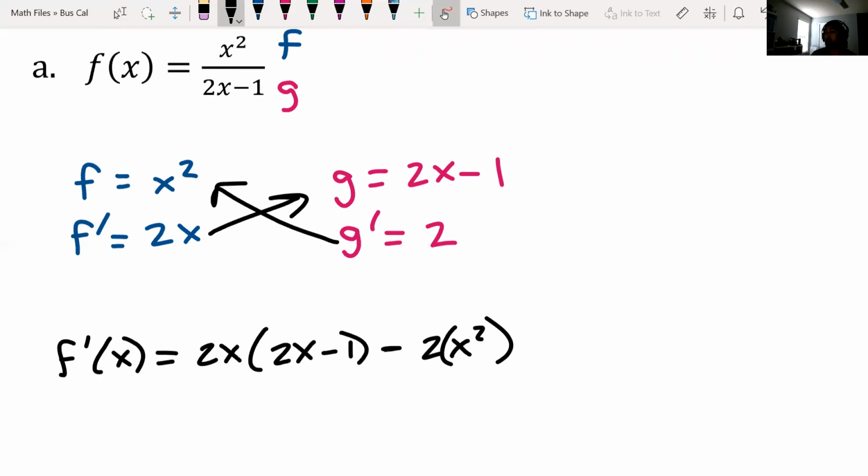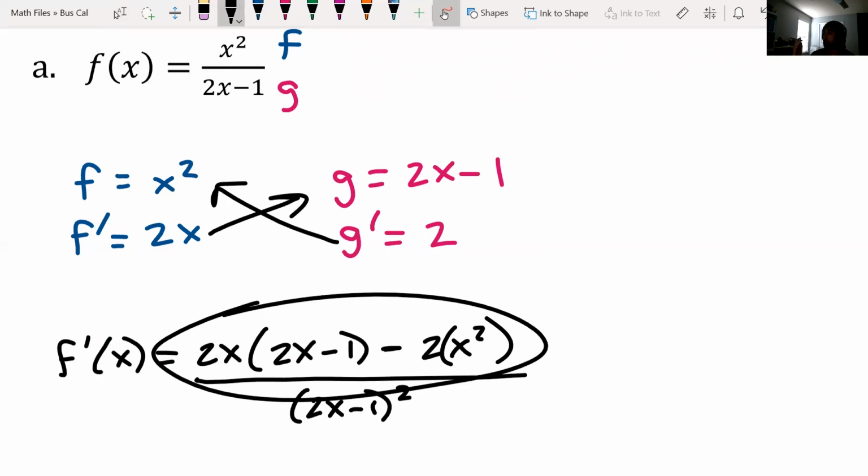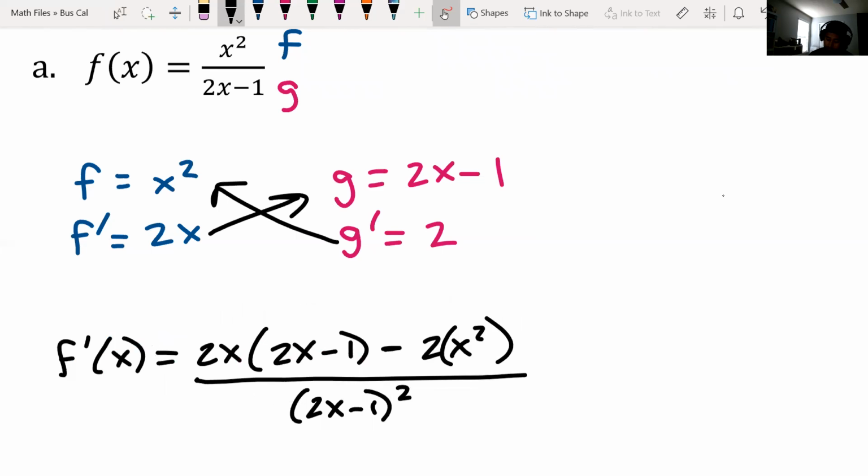So it's f prime g minus g prime f, but this time you're going to put it all over the original denominator, but squared. So all over g squared. Okay, and now all we have to do is clean up the numerator. Calculus is done, derivatives done, quotient rule is done. Now we just simplify algebraically.